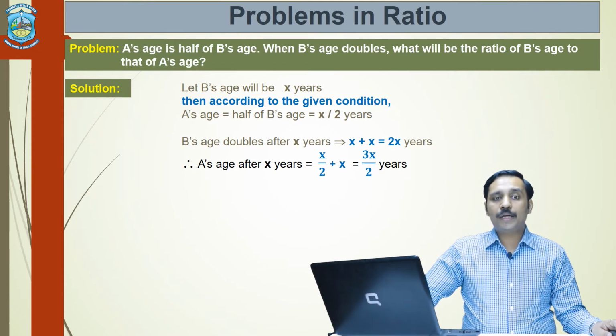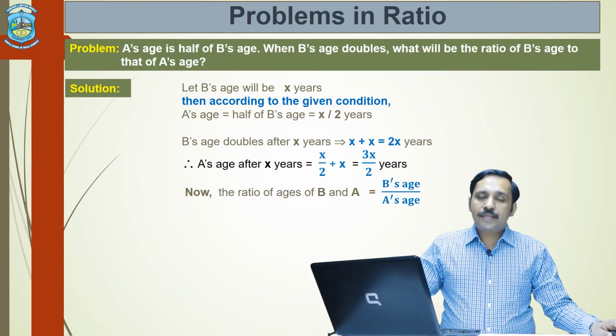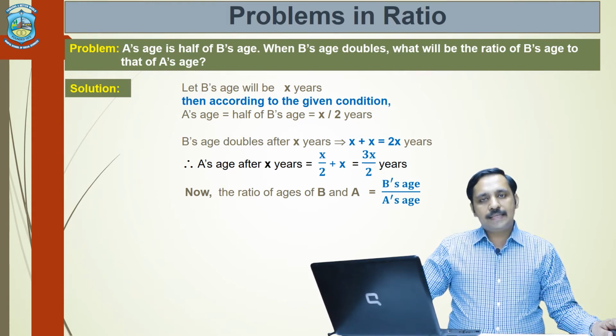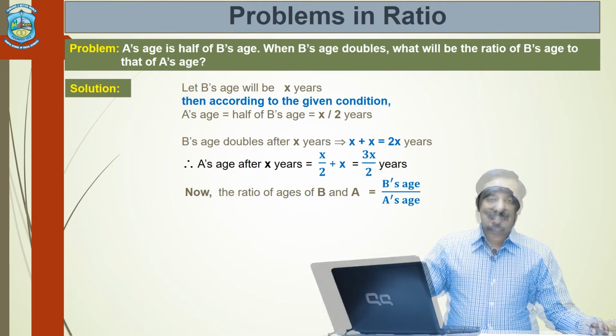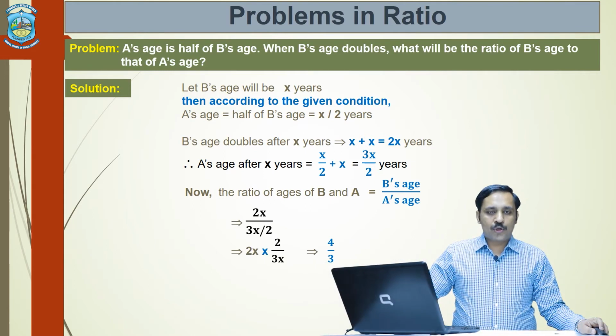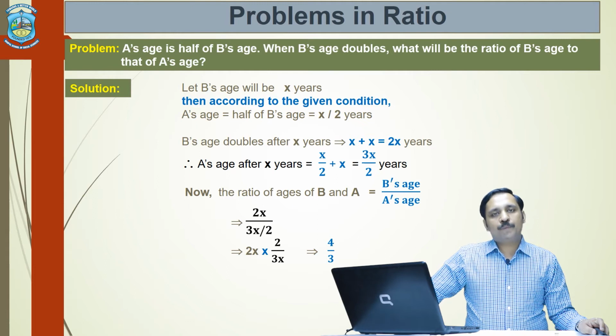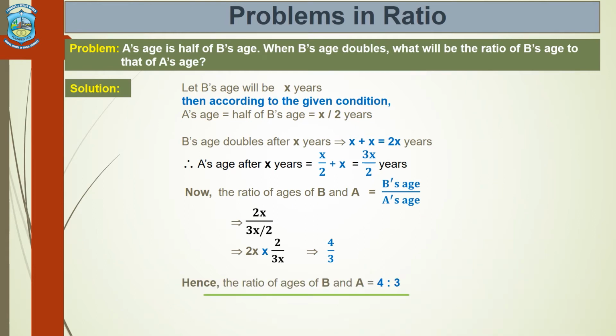Now the ratio of B's age to A's age, that means B's age divided by A's age. So we have 2x upon 3x by 2. On solving, the value of x gets cancelled, so we are left with 4 upon 3, or I can write it as 4:3. That means the ratio of ages of B and A is equal to 4:3. The next problem.